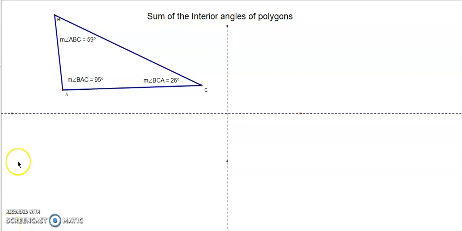In this video, we're going to learn about the sum of the interior angles of polygons. So not just triangles, but any polygon. What is the sum of the interior angles? The interior angles are these guys.